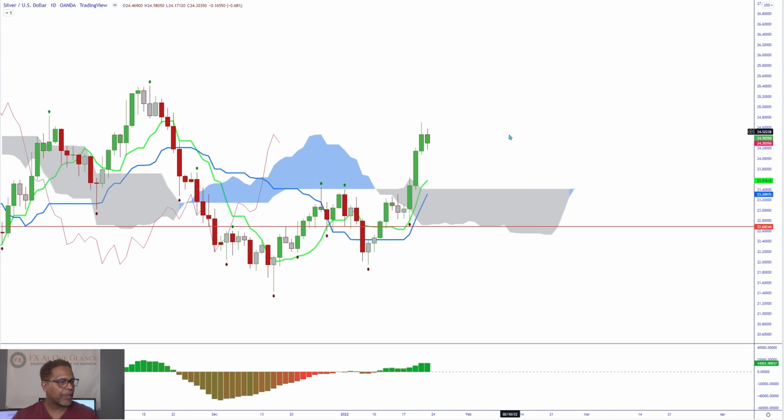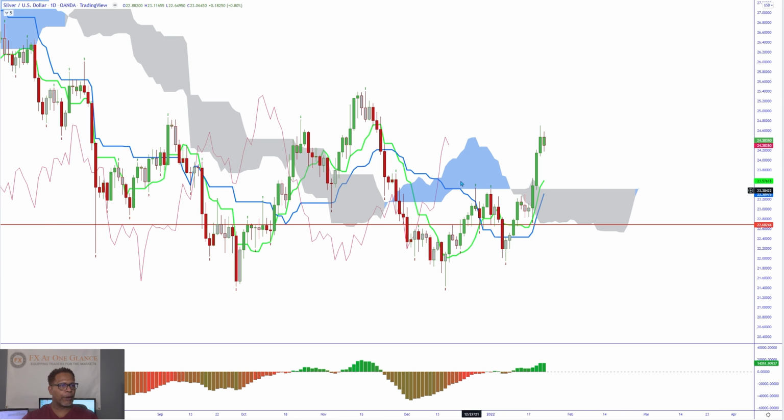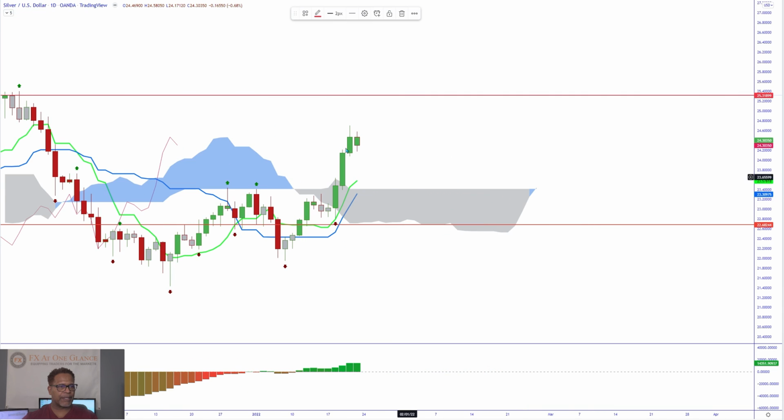So here's silver becoming strong, nice angulation. Future just changed to blue. Chikou span is above price. Everything is strong bullish here. Let's mark these upper levels real quick. Mark this high, because we always look at these levels. All right, so we're getting some distance here.